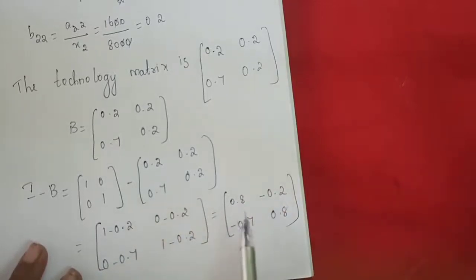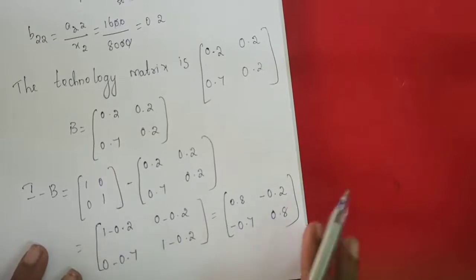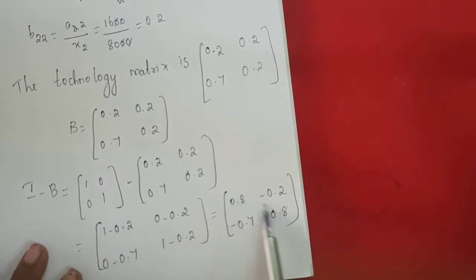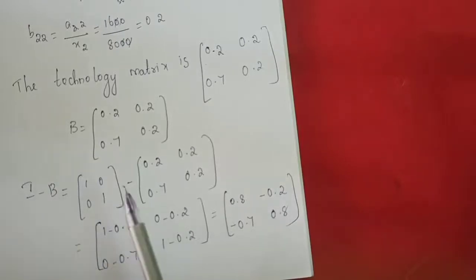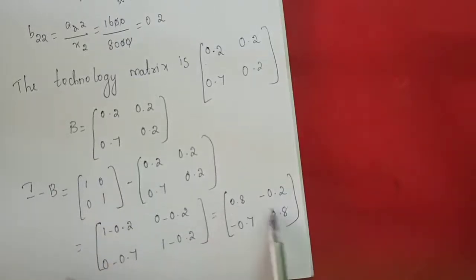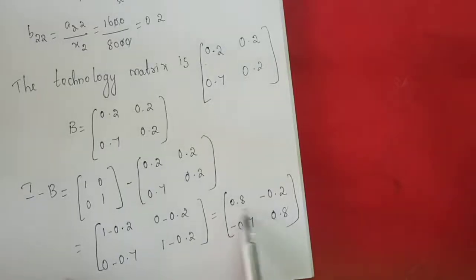Okay, so we need to check whether the main diagonal elements are positive. Whether it is positive, that's the first condition. You need to be very careful, previous problem also. So what's the first condition in the Hawkins-Simon condition? Determinant of I minus b value must be positive. First condition, what's the first condition? The main diagonal elements must be positive. So first condition okay. Then second condition, determinant of I minus b value must be positive.